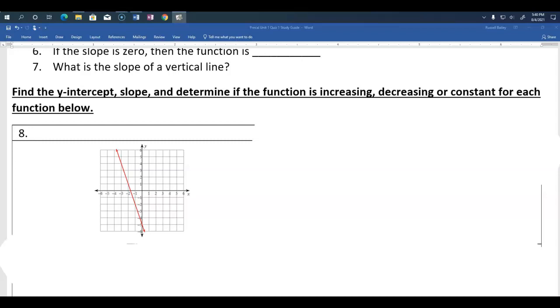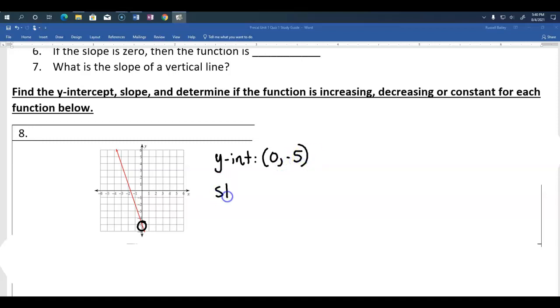So for number 8, we're being asked to find the y-intercept, the slope, and then determine whether the function is increasing, decreasing, or constant. For number 8, the y-intercept is -5. The y-intercept is where it touches the y-axis. You can write it as a point, (0, -5).